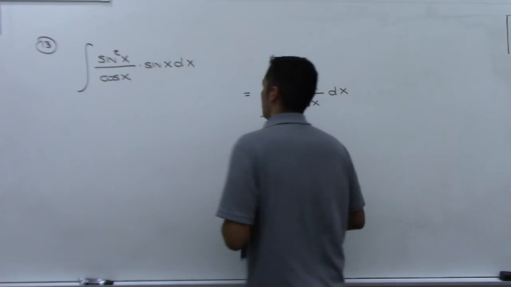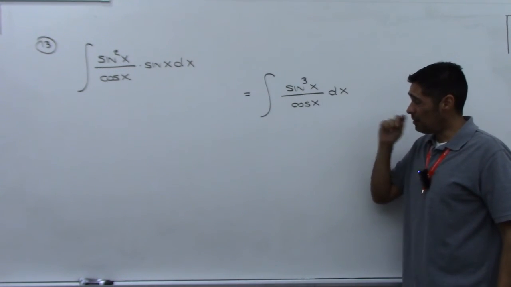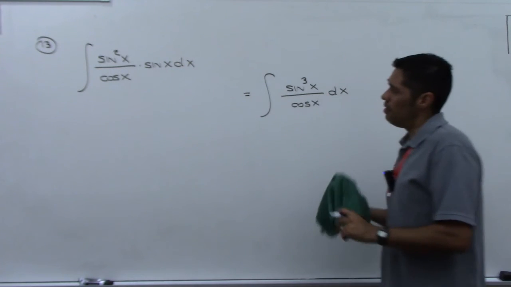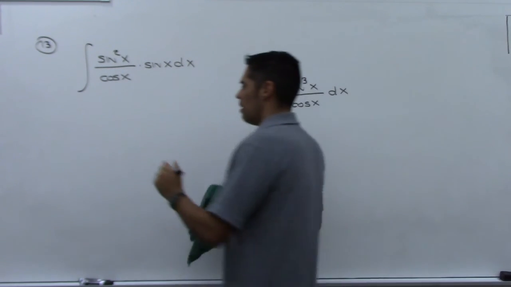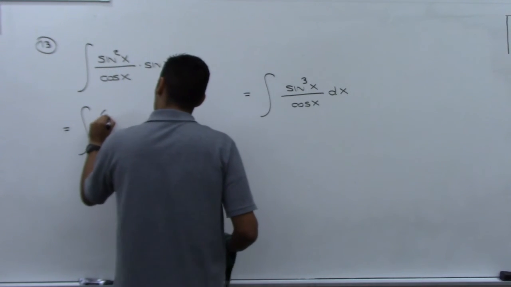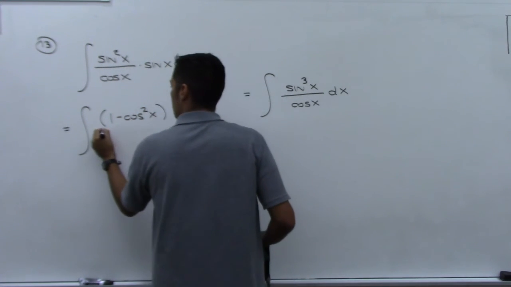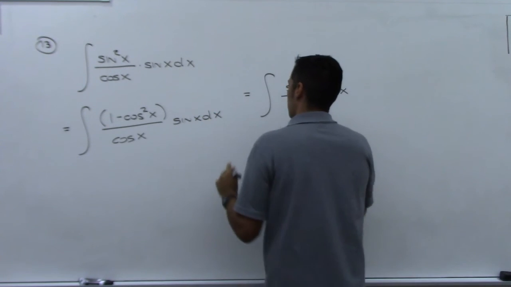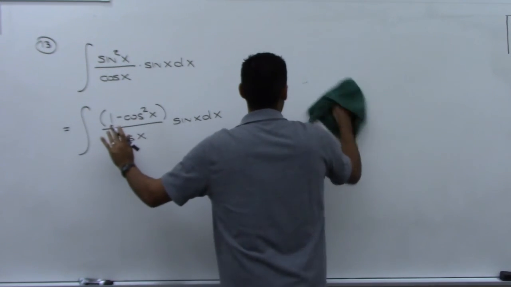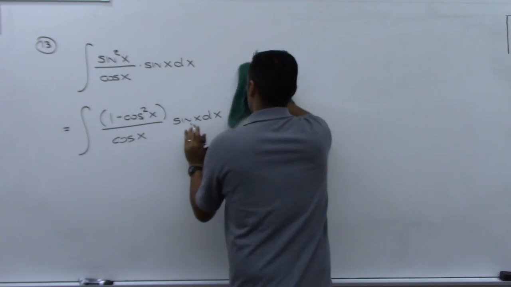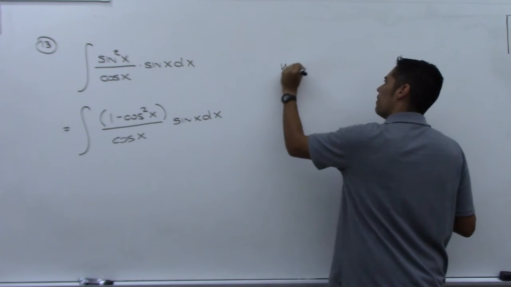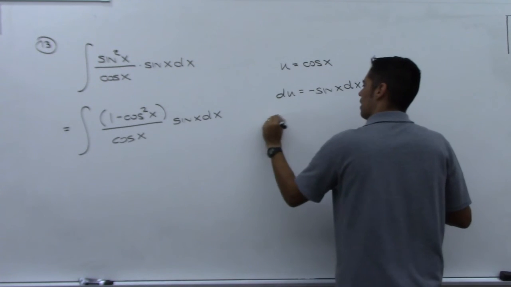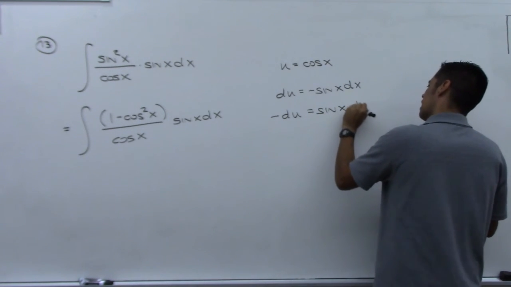So I'm going to peel off one sine because I know the derivative of cosine is negative sine. So that'll give me my du. I just need to resolve the sine squared. But sine squared is 1 minus cosine squared. So that top is 1 minus cosine squared x over cosine x, and then sine x dx. And now I've got everything in terms of cosine, which is going to be my u, and the derivative of it is out here, basically. I'm off by a sign, but I'm going to let u be cosine x. du is negative sine x dx. Negative du is sine x dx.